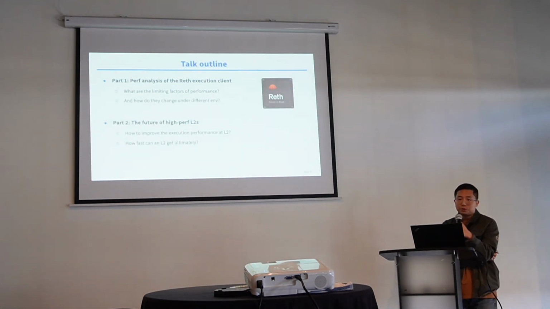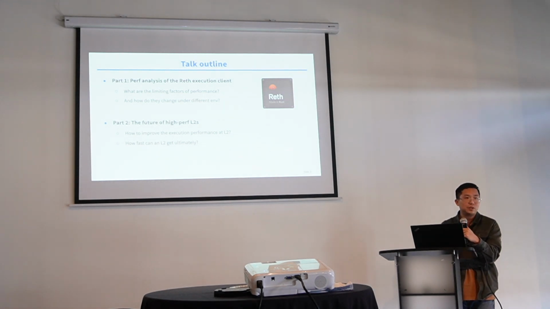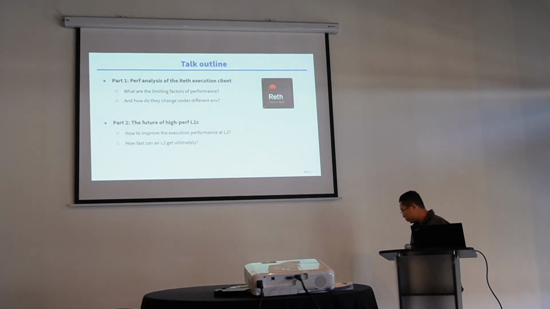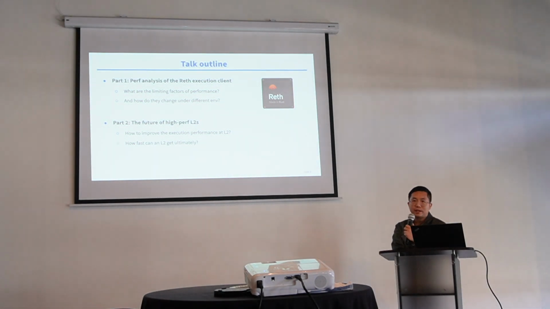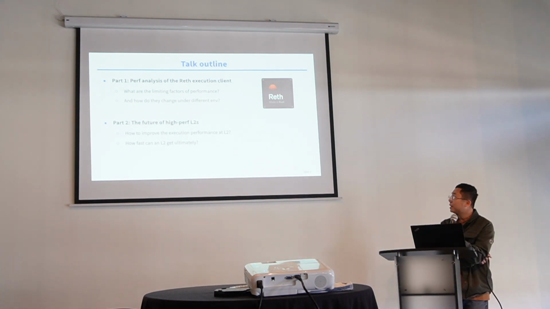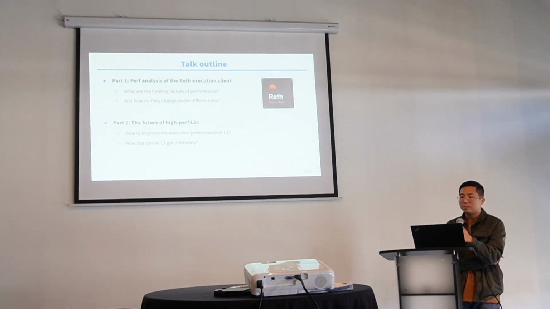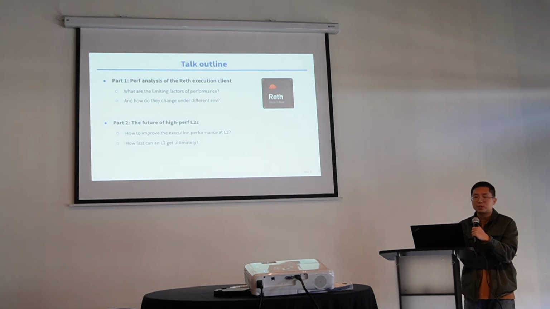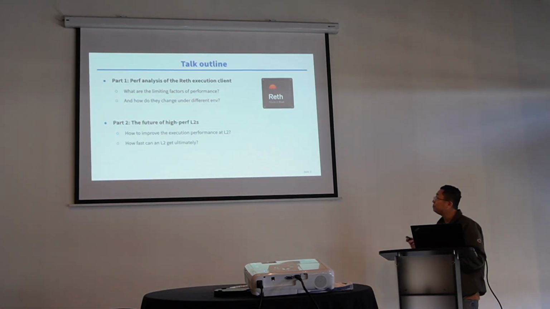This talk will be structured in two parts. In part one, I want to share some interesting lessons we learned from profiling the Reth execution client. I'll try to answer questions like what are the bottlenecks of the existing execution client and how do they change under different environments. Then in part two, I would like to share some thoughts on how we can improve the performance at L2 and how much performance we can actually squeeze out of it eventually. Due to the time limit, this talk will be focusing on part one.